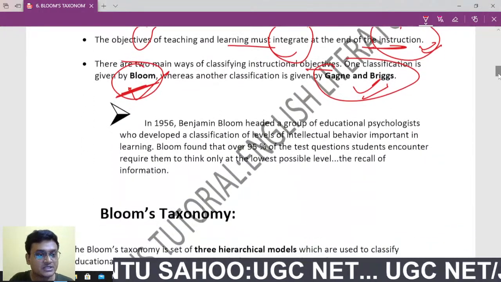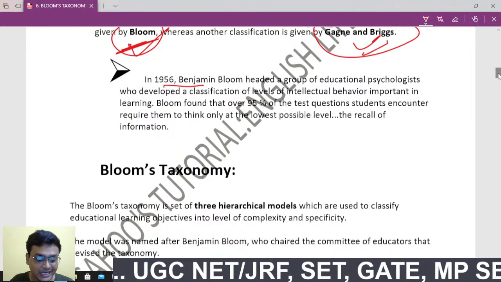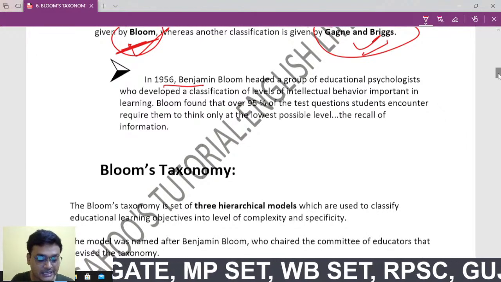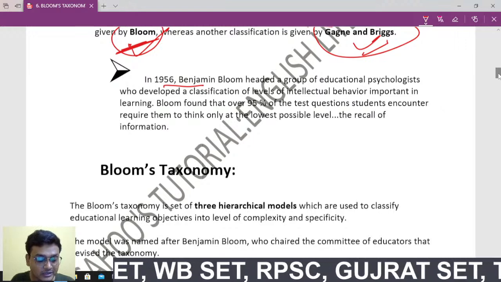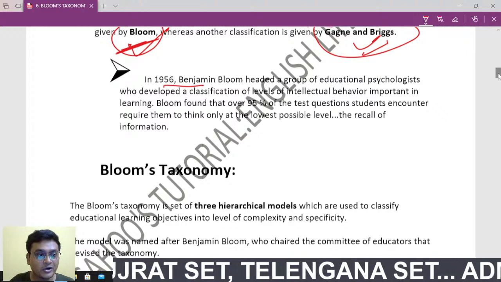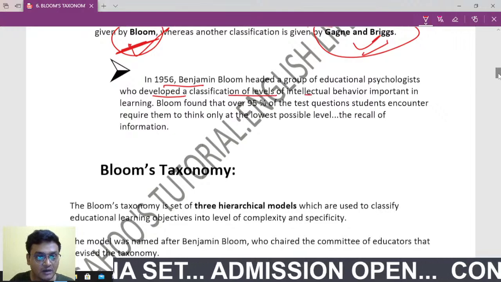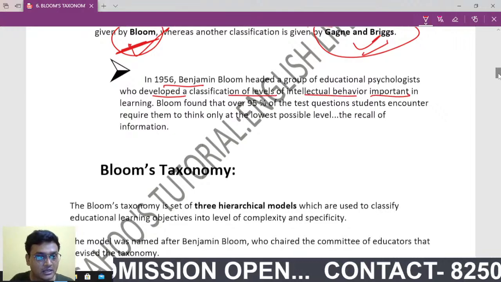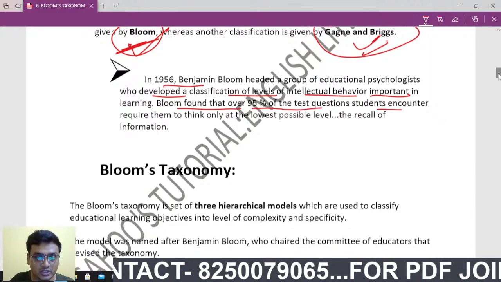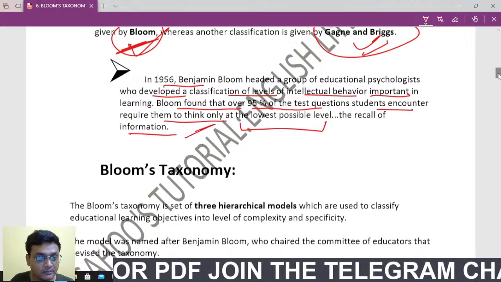In 1956, Benjamin Bloom headed a group of educational psychologists who developed a classification of levels of intellectual behavior important in learning. Bloom found that over 95% of the test questions students encounter require them to think only at the lowest possible level, that is, the recall of information.